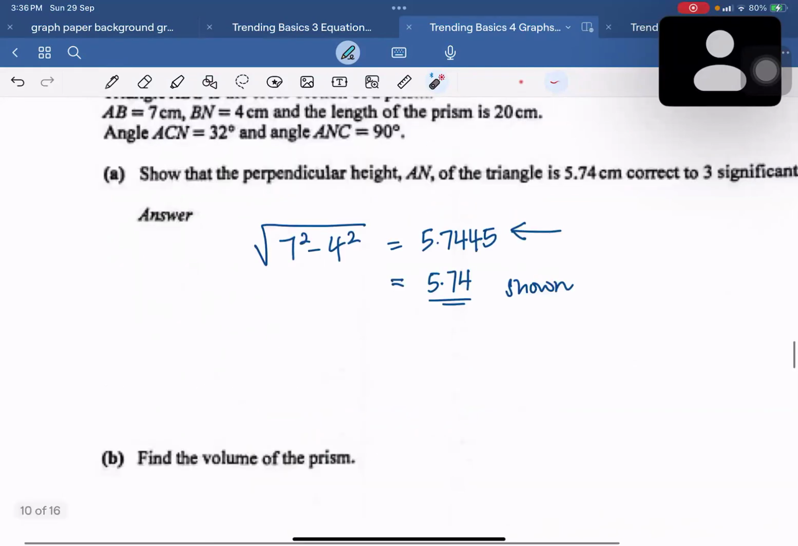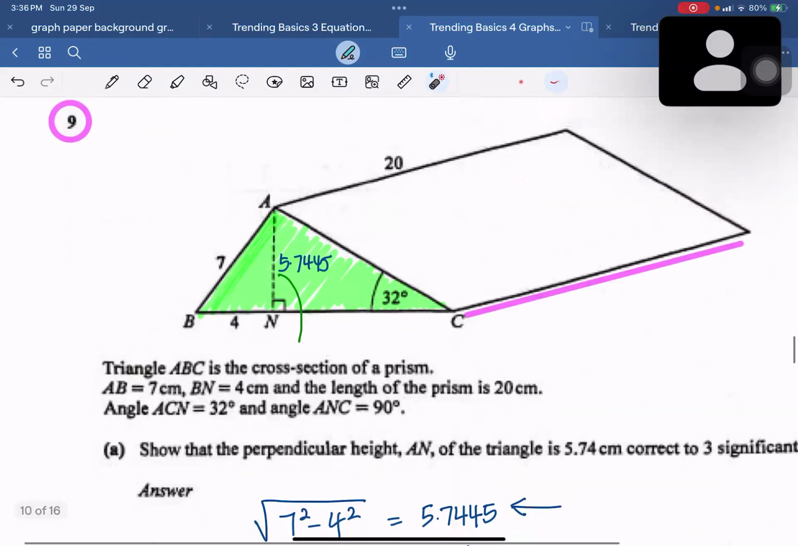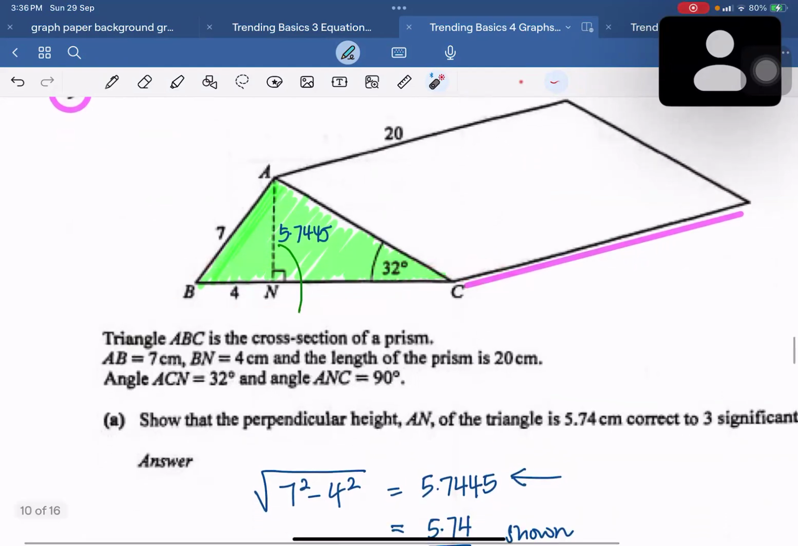To find the volume of this prism, I'll need the area of my triangle. Do you remember one of your Pythagoras theorem and trigonometry questions, trending basics 2? The question also asked you to find the area of the whole thing, but you do not have the base, you only got the height. So you need to find this one. I'm still going to teach Picasso, but I think a lot of students are using sine rule. Those of you who are very used to using sine rule, you can do yourself a favor, no need such a long method.